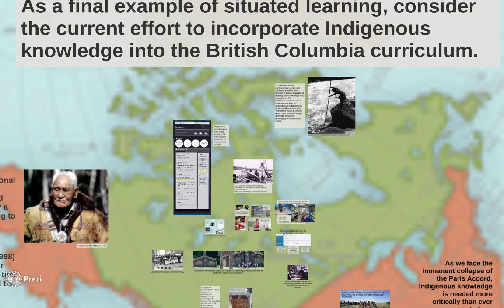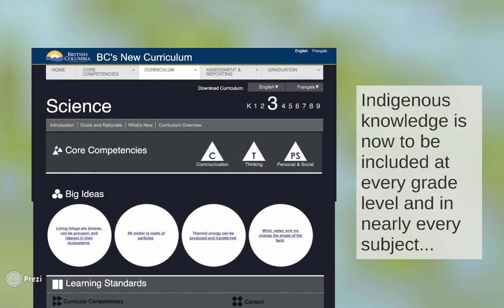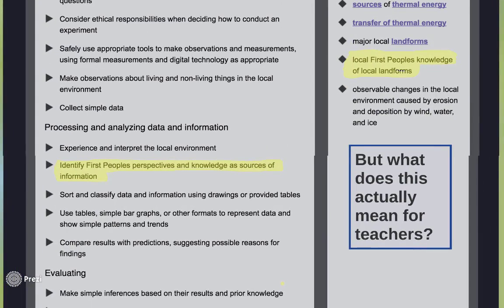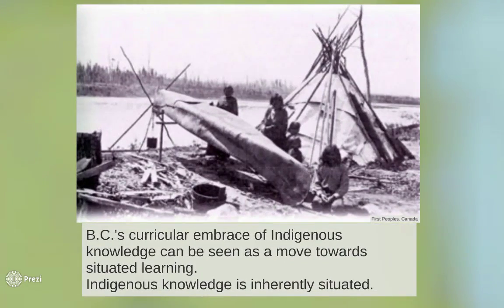As a final example of situated learning, consider the current effort to incorporate Indigenous knowledge into the British Columbia curriculum. Indigenous knowledge is now to be included at every grade level and in nearly every subject. But what does this actually mean for teachers? BC's curricular embrace of Indigenous knowledge can be seen as a move towards situated learning.